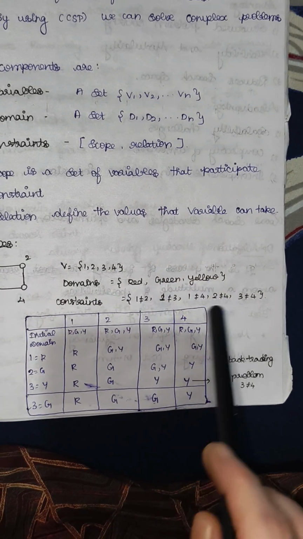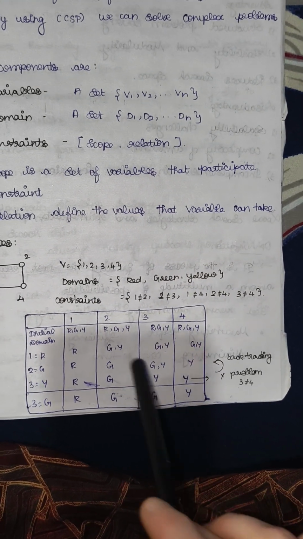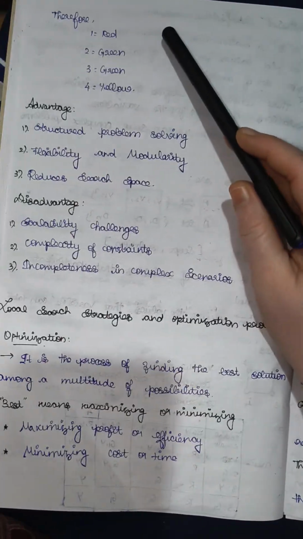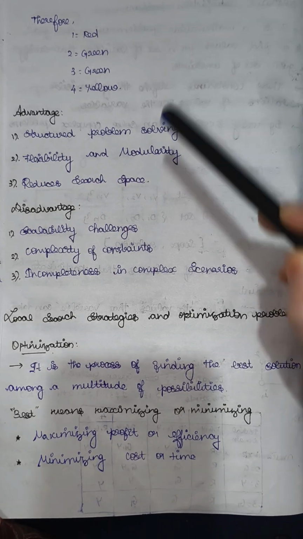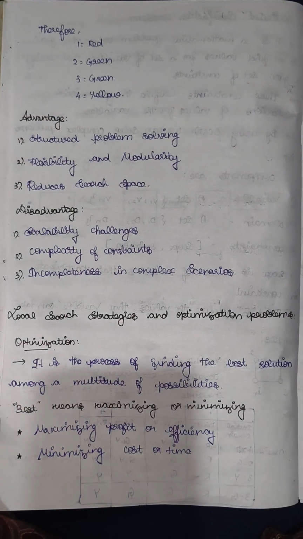So the constraints have been satisfied and the solution has been achieved. See, the solution is 1 to red, 2 to green, 3 to green and 4 to yellow. So this is the final solution we have obtained.